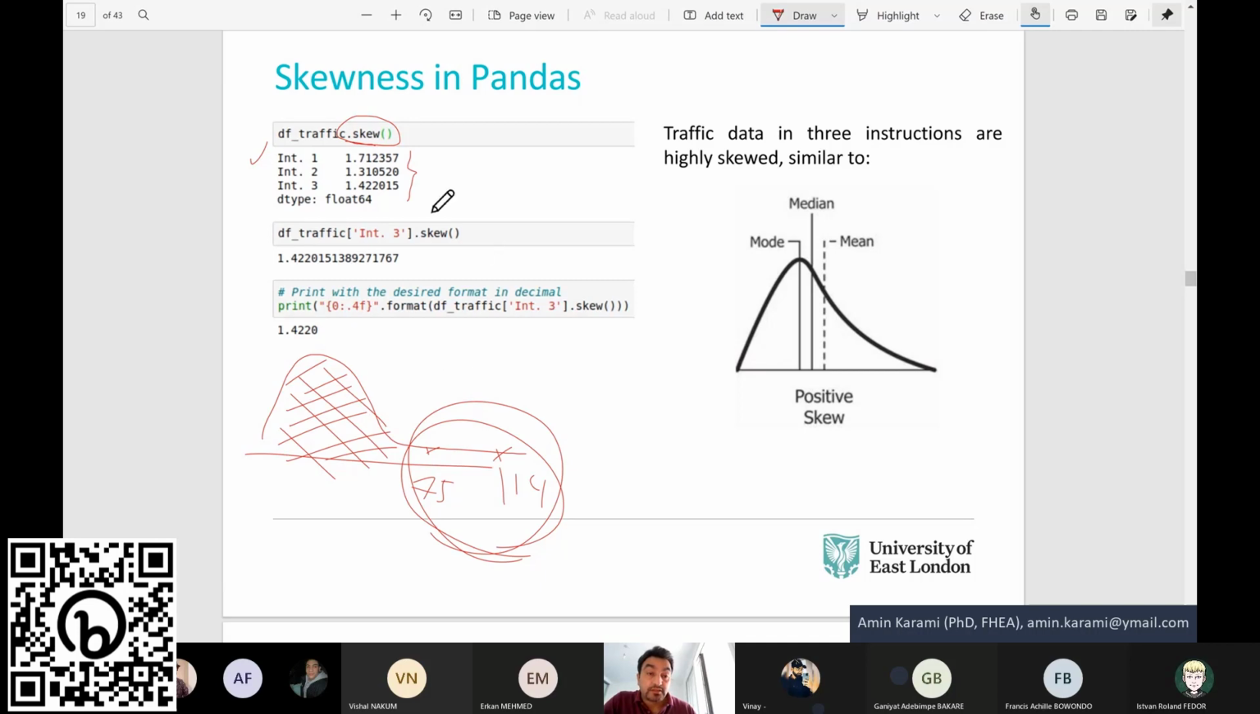So you can calculate this skewness for all intersections, or you can calculate it for only one column. This is the way you can print it out, because there is a long decimal part. If you want to make a short decimal, you just need to take this printout format that we practiced at week 2, how to format output. It means to keep 4 decimals, and this is exactly what we see, 4 decimals, and then calculate skewness.